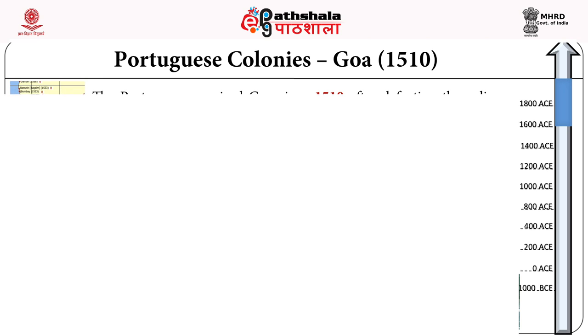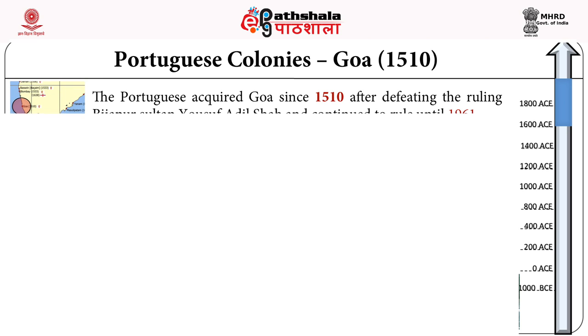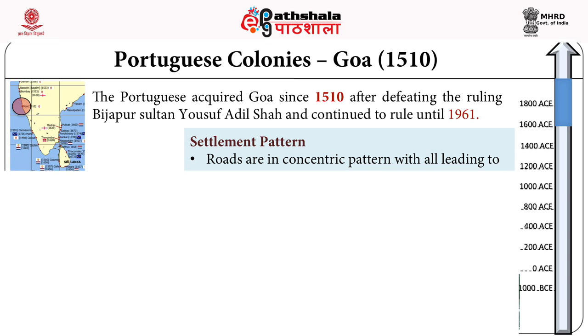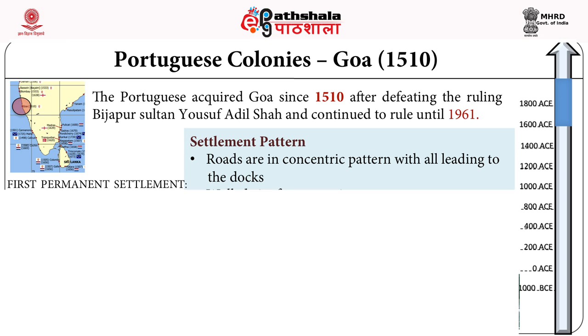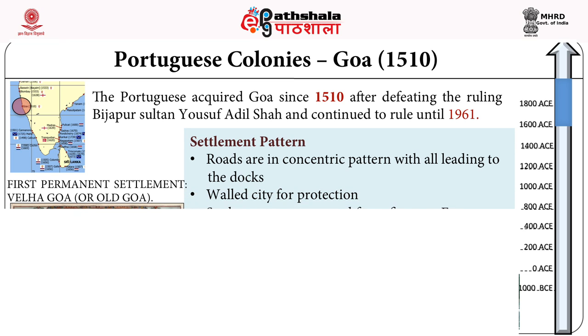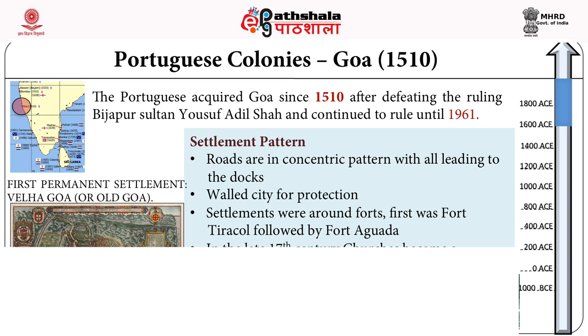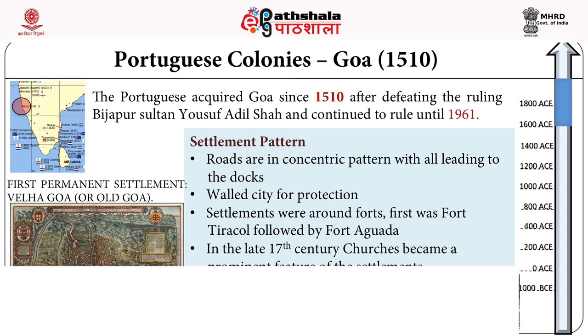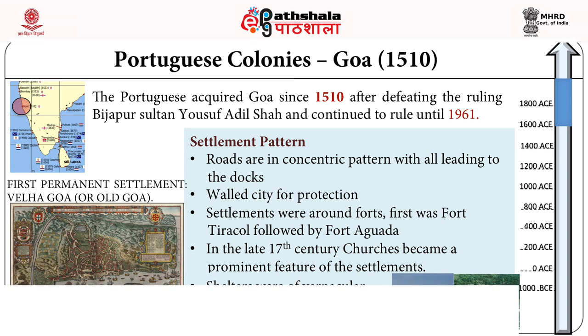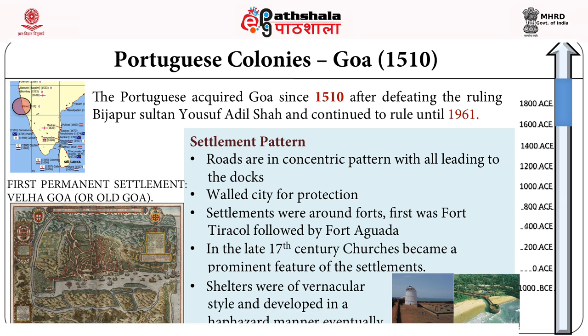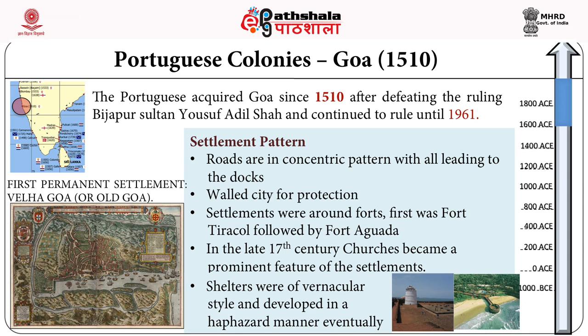Now the Portuguese acquired Goa in 1510 after defeating the ruling Bijapur Sultan Yusuf Adil Shah and continued to rule until 1961. If we see the first permanent settlement which this figure shows, that is Velha Goa or Old Goa, and try to understand its settlement pattern, we see that the roads are in a concentric pattern, all leading to the docks where the port activities were prevalent.